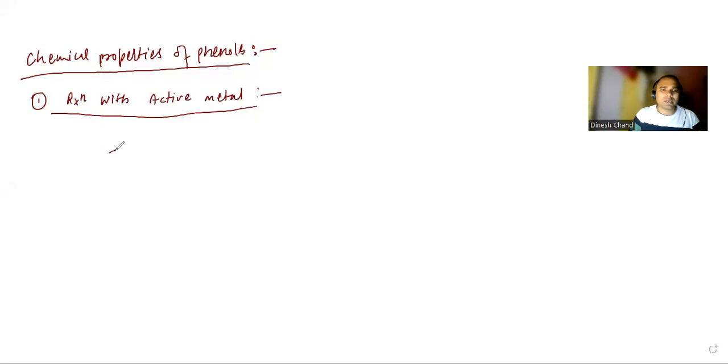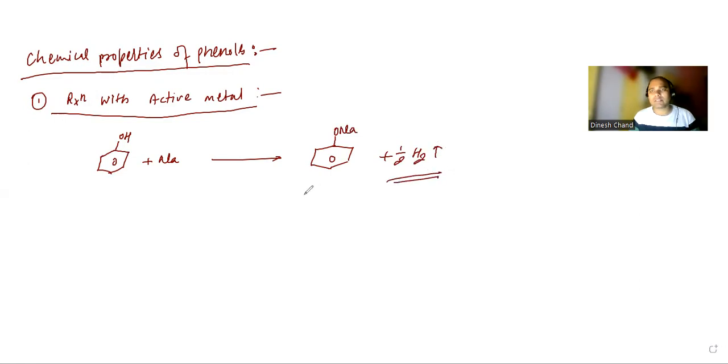So suppose you are taking the phenol, student. Here is the phenol. And you are treating it with sodium metal. So what is it going to give? It is going to give sodium phenoxide, ONa, and plus it will release half mole of hydrogen gas. Since the reaction is giving hydrogen gas and the salt, the reaction is telling that phenol is acidic in nature.